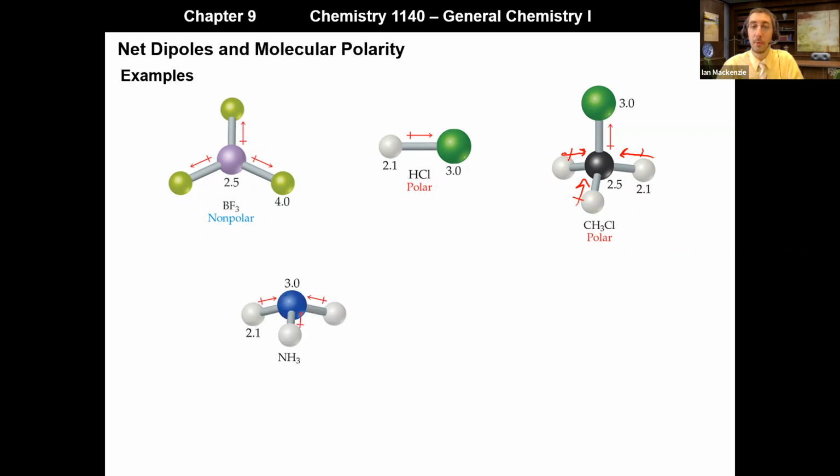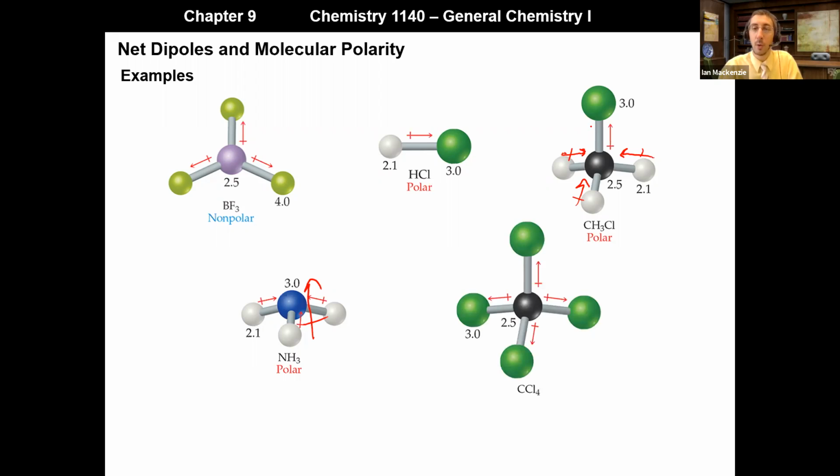NH3 is another example here. All of the nitrogen-hydrogen bonds, those all are pointing towards nitrogen for the bond dipole, and they're all polar bonds. And since they're all pointing inwards, the horizontal components cancel, but they're all pointing inwards and slightly upwards. So our net dipole moment for this actually is pointing straight up, just like it was in the CH3Cl. And this is a polar molecule.